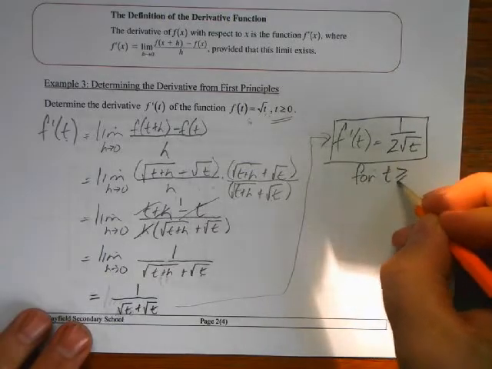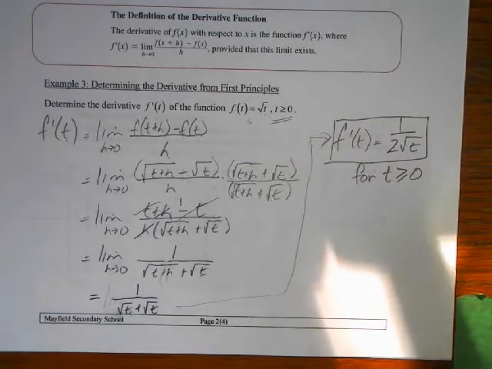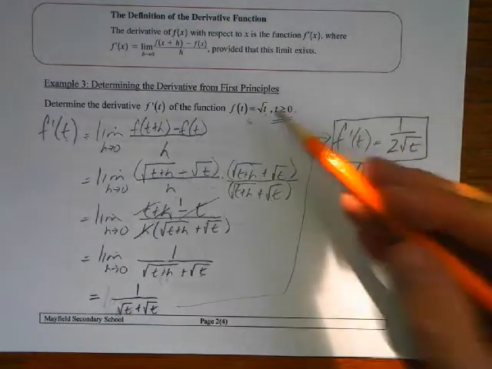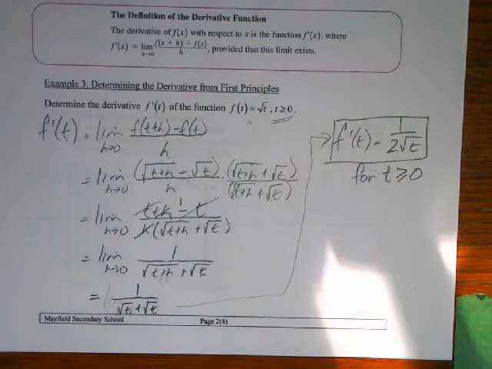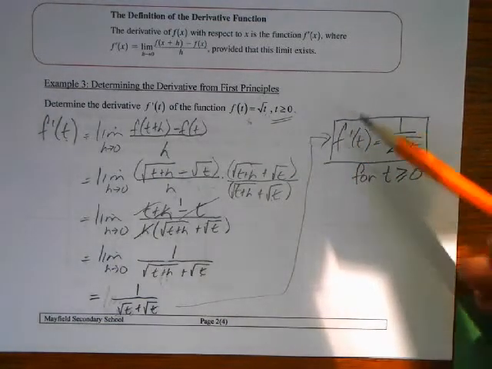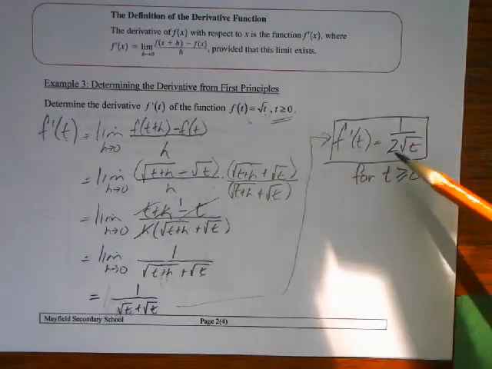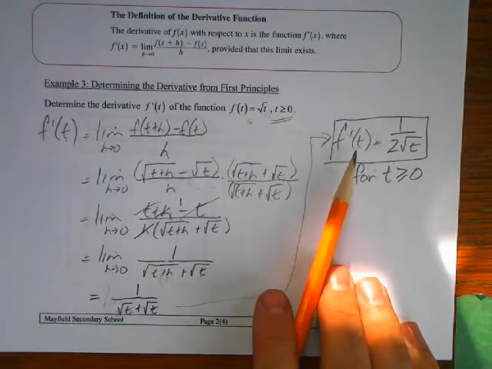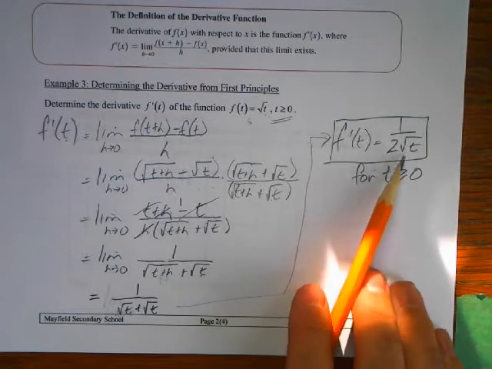Okay, so that's the derivative function of the square root function. And if we wanted to find the derivative at any value of t, we could just plug it in at this point. For example, f prime of 9 would be, plug in a 9 here, that's going to be 3, it'd be 1/6.